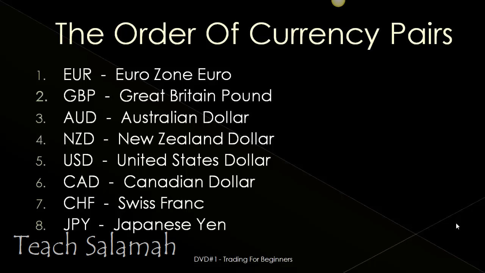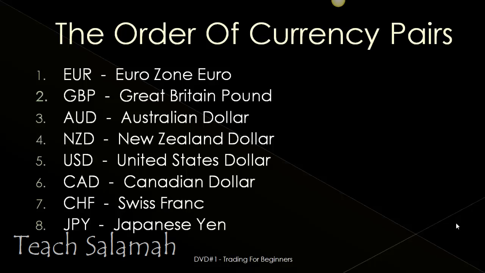So at the top of the list, we have the Euro, followed by the Great Britain pound, and then the Australian dollar. Next, we have the New Zealand dollar, the United States dollar, the Canadian dollar, the Swiss franc, and finally, the Japanese yen. When you take two currencies and put them together to form a currency pair, the base currency is determined by the one that's higher on the list. The quote currency will be the one that's lower on the list.